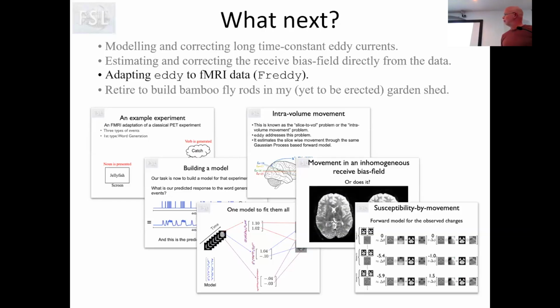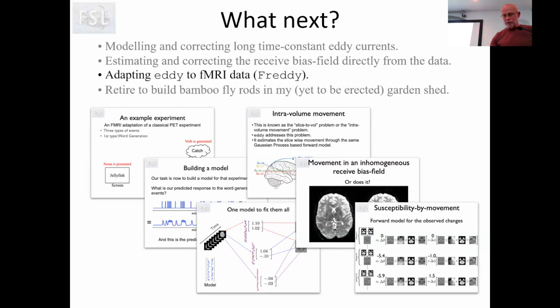Finally, what I hope to do is to adapt eddy to the fMRI data. Because there are various things in eddy right now that we can use for diffusion which would be useful for fMRI as well, such as the intravolume movement, the movement in the received bias field, susceptibility-by-movement, which is already in SPM, sadly not in FSL yet.